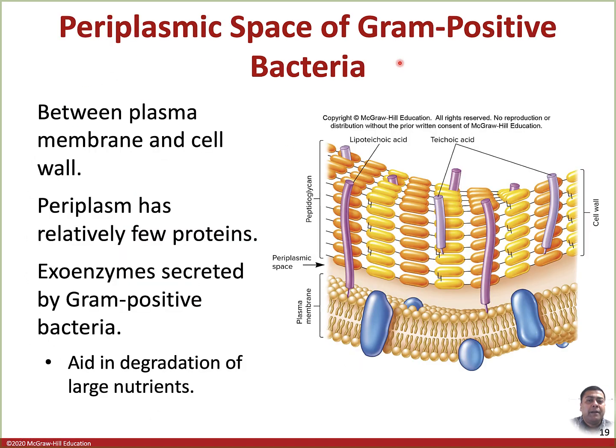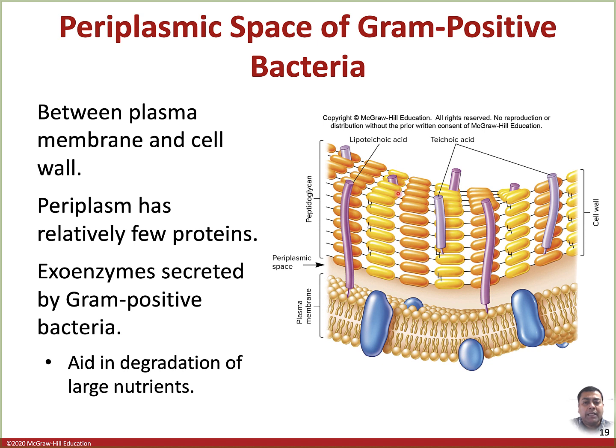So here, the periplasmic space is illustrated right here. This is the plasma membrane, this is the cytoplasm, the plasma membrane with the peripheral and integral proteins. You have the periplasmic space. On top of that, you have the peptidoglycan layer. This is a typical gram-positive bacterial cell wall.